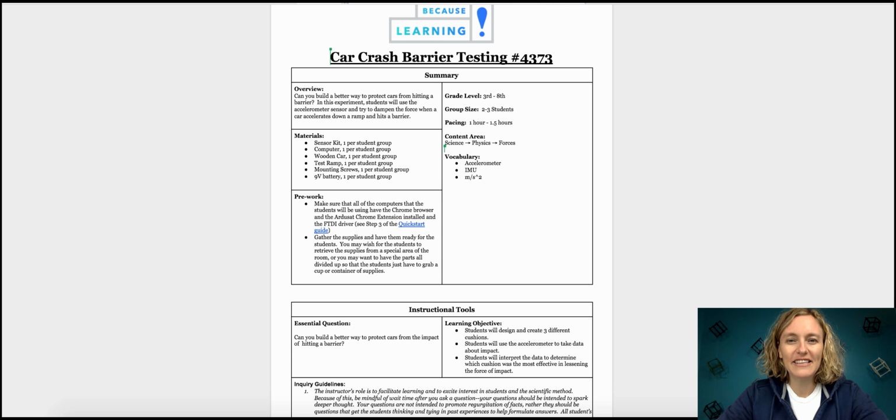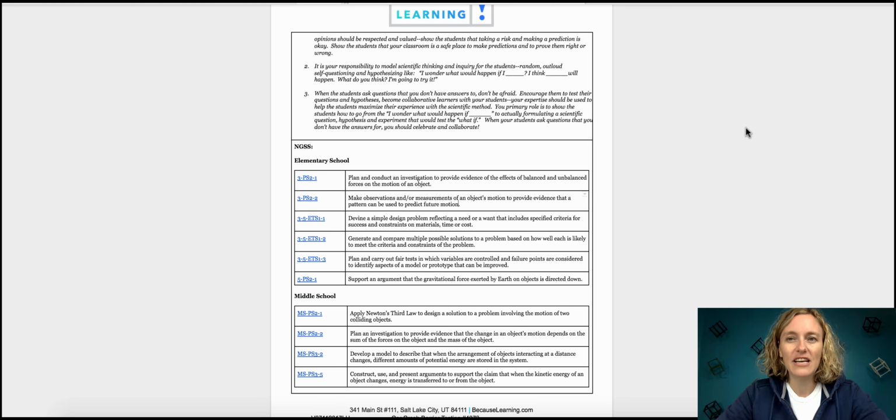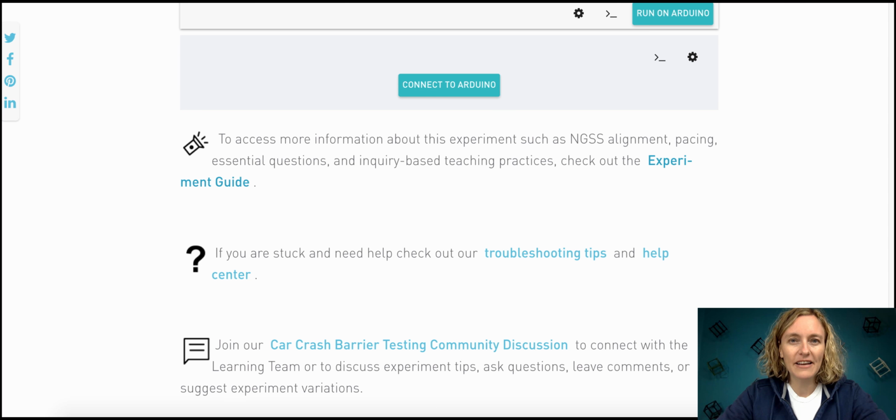The experiment guide contains information such as grade level, group size, essential questions, materials, pre-work that needs to be done before the lesson is taught, and at the end the experiment guide gives you the specific NGS standards for that experiment. In addition to the experiment guide, the bottom of each experiment also contains links to troubleshooting tips and a help center in case you get stuck or encounter a problem, as well as a link to our community discussion where you can post pictures of your students, as well as any tips or tricks for improvement.